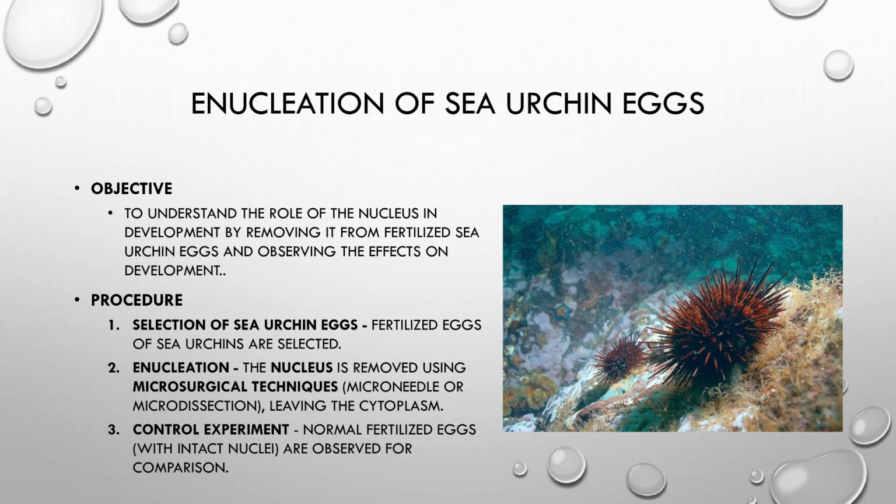The next experiment is on sea urchin eggs, to understand the role of the nucleus in development by removing it from the fertilized sea urchin eggs and observing the effects on development. Procedure: selection of sea urchin eggs. Fertilized eggs of sea urchins are selected, and the enucleation is done by microsurgical techniques. As a control experiment, normal fertilized eggs with intact nuclei are observed for comparison.